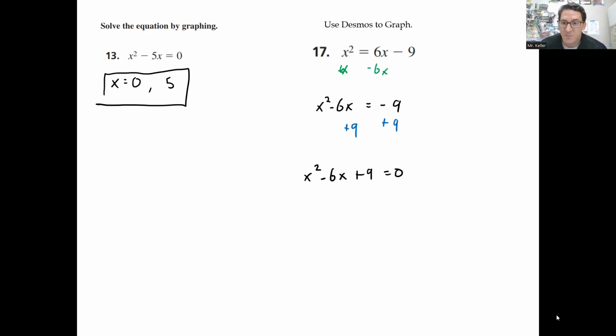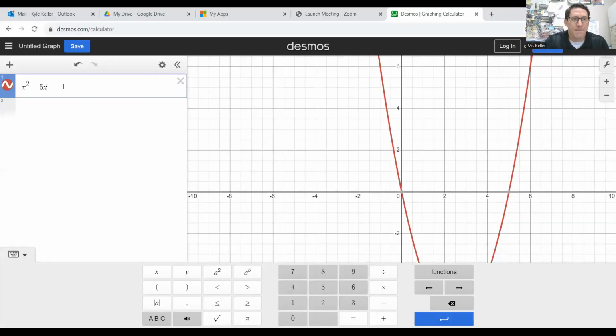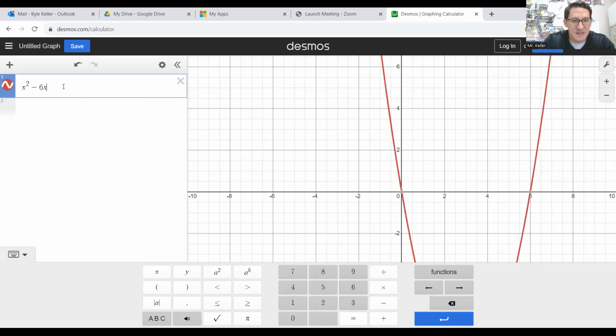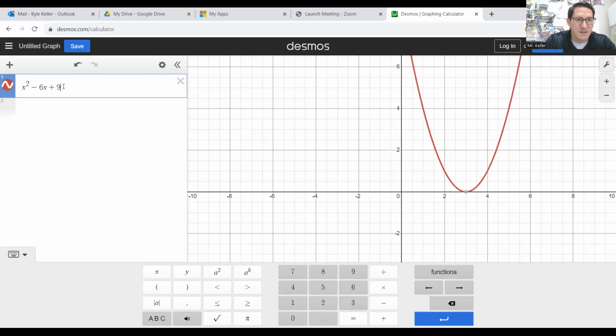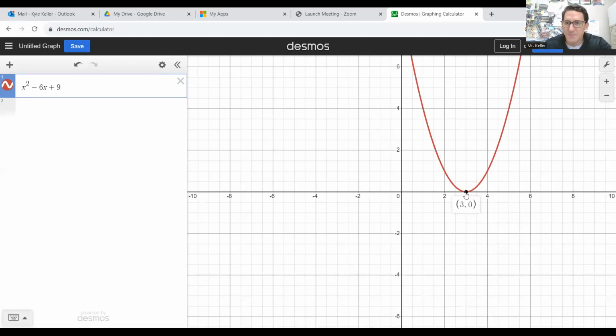So let's go back to Desmos. X squared minus 6x plus 9. Need to remember that. All right. X squared minus 6x plus 9. There we go. It only crosses at the one spot. So the coordinate is 3, 0. So the solution to my graph is x equals 3.